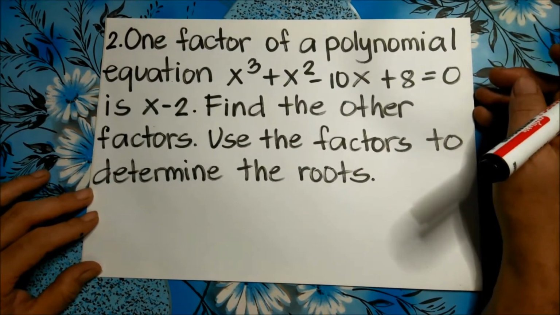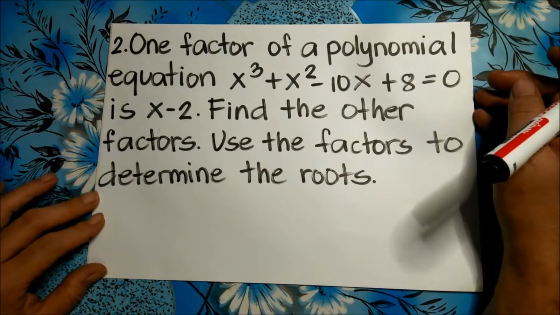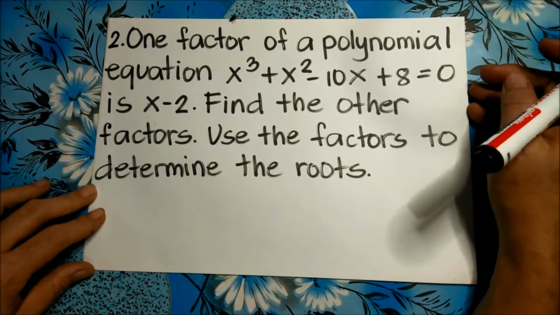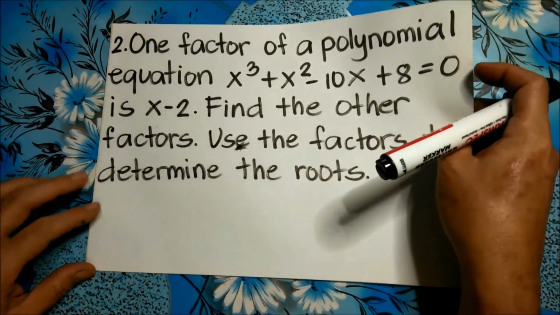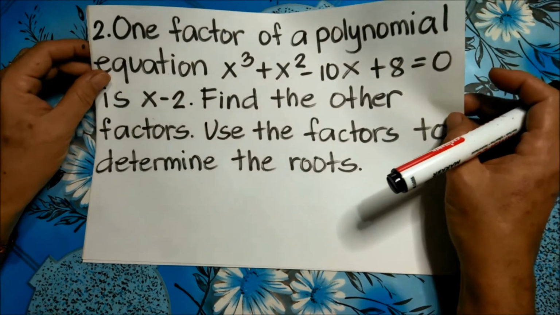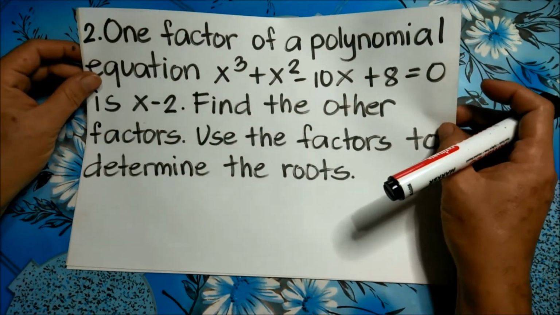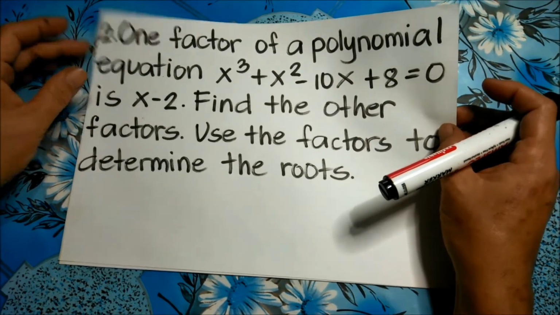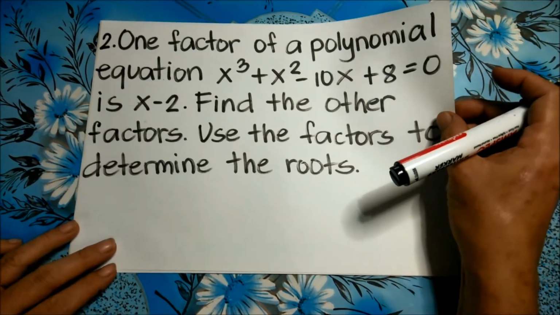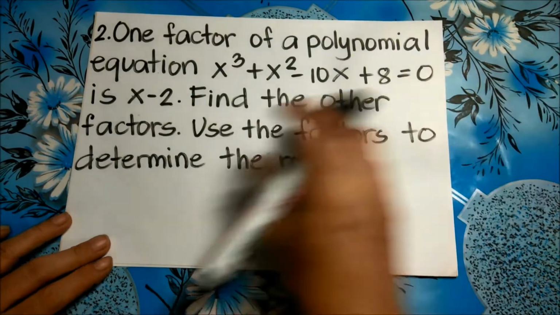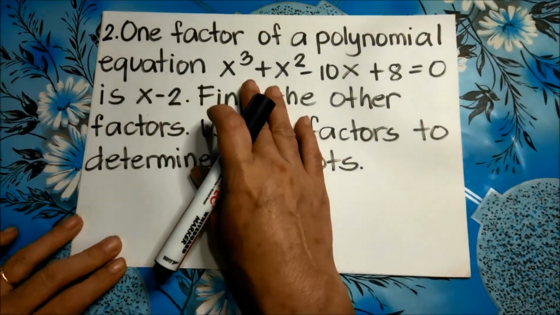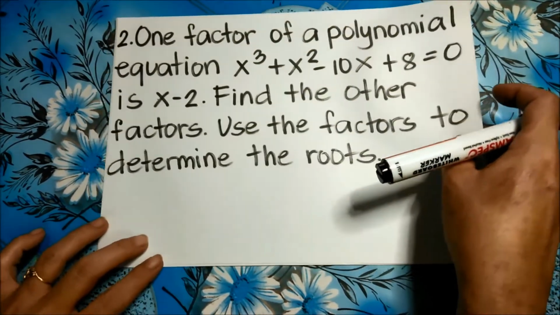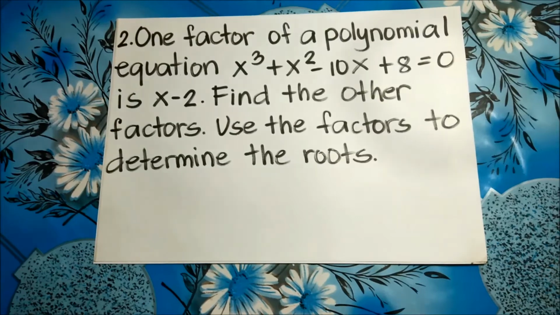Find the other factors. Use the factors to determine the root. Now, the roots of a polynomial equation are related to its factor. This is the premise of the factor theorem. Once you've identified the factors, it will be easy for you to identify the roots or vice versa. Since x minus 2 is a factor of x cubed plus x squared minus 10x plus 8, then we can say that x equals 2 is a root of the equation.